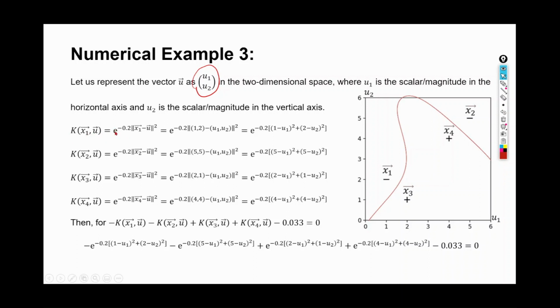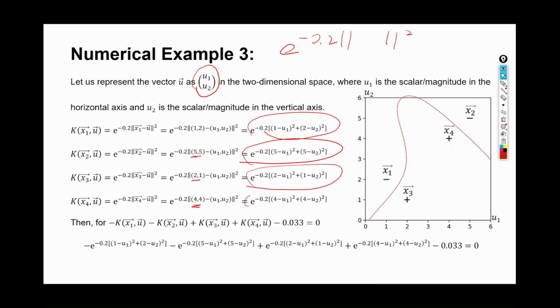k x1 u. Again, applying the formula we have, that is e to the power of -0.2 times the L2 norm squared of the 2 support vectors. So x1 is 1, 2, u is u1, u2, and we can get k x1 u as this, and then similarly k x2 u as this, because x2 is 5, 5, x3 is 2, 1, x4 is 4, 4. We can all represent this.